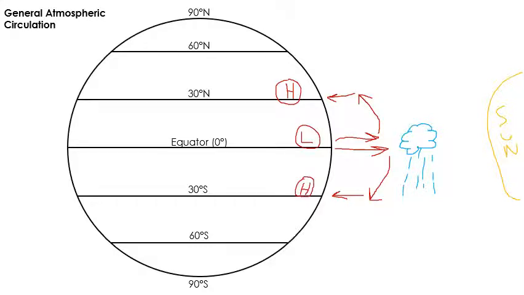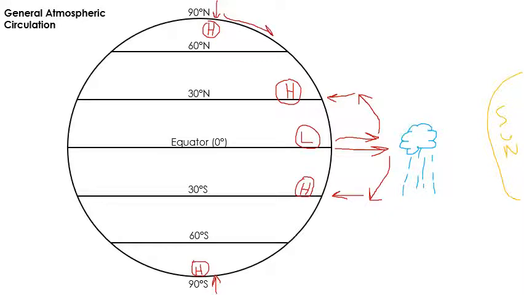All right, let's go up here to 90 degrees. So at the North Pole, 90 degrees, again, we have sinking air here because it's very cold, right? It's very cold at the poles, 90 degrees north and south. So air descending is high pressure. So we have high atmospheric pressure near 90 degrees.